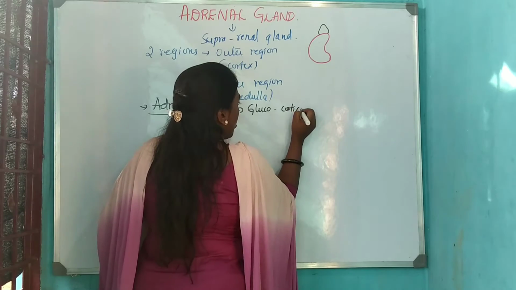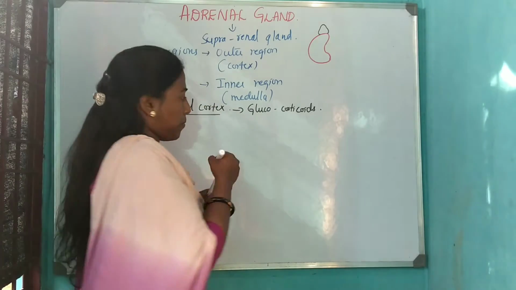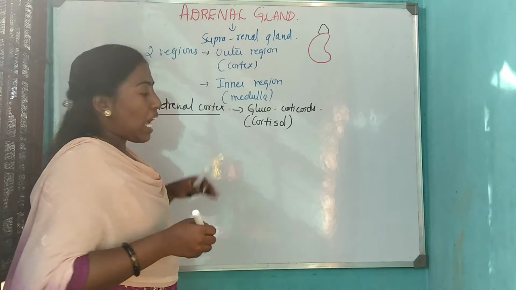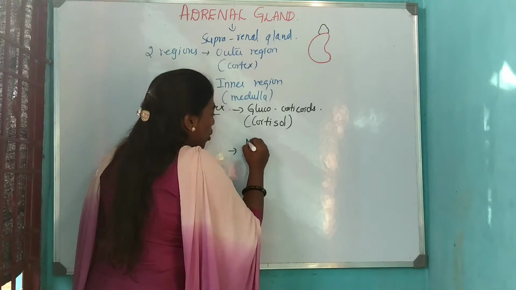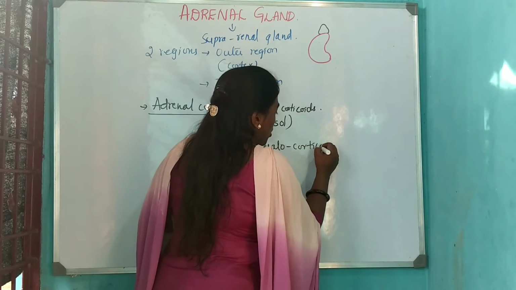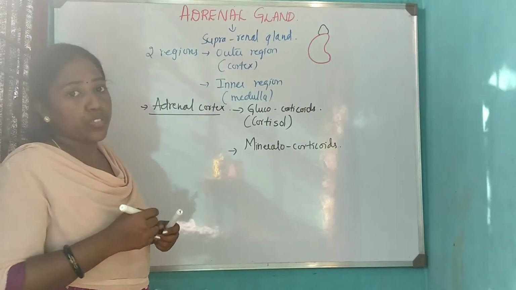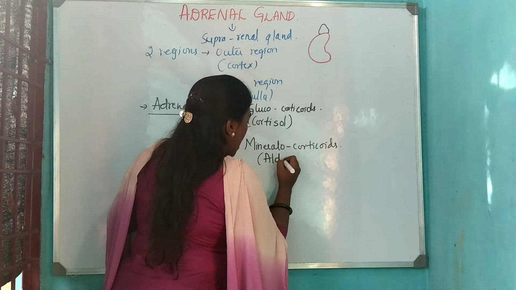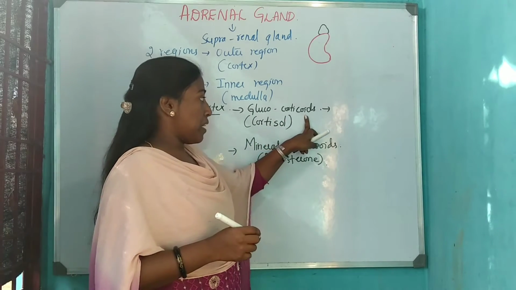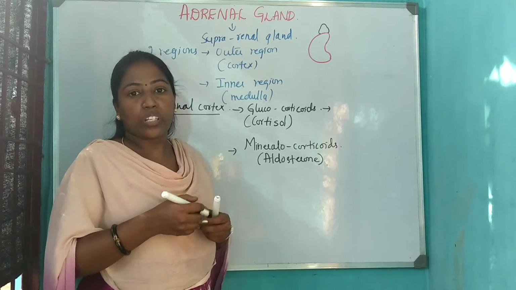The first is glucocorticoids, which are commonly called cortisol. The second hormone is mineralocorticoids, which are commonly called aldosterone. Glucocorticoids, commonly called cortisol, help in maintaining the glucose level in the body by the process called gluconeogenesis.